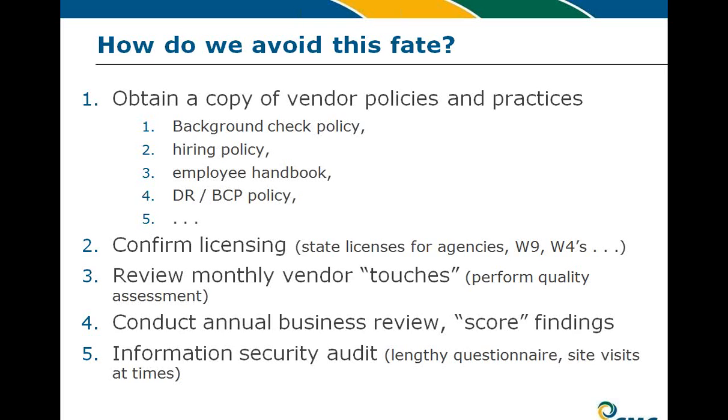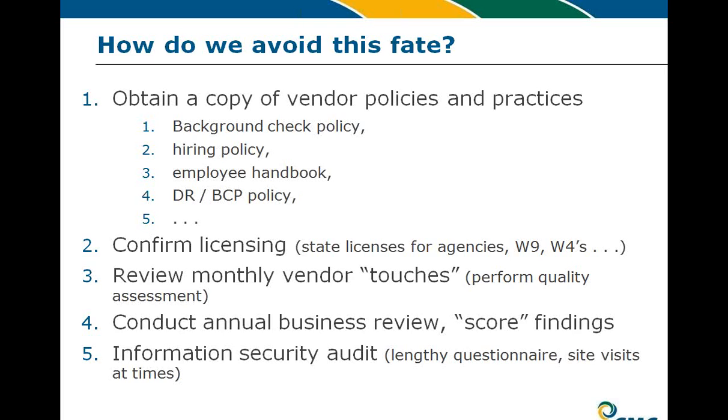So clearly what we've always had to do is obtain a copy of the vendor's policies and practices, which includes that whole list on the screen now. And in the past, we were allowed to have a checklist. Maybe we kept it on a spreadsheet where we said, yep, the vendor has assured me they have this. I've seen their hiring policy. They've explained their DR and BCP policies to me. They've confirmed that they're licensed in all the states.